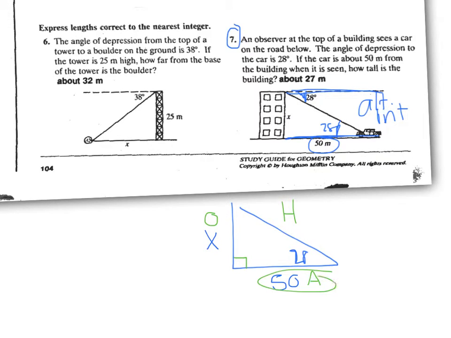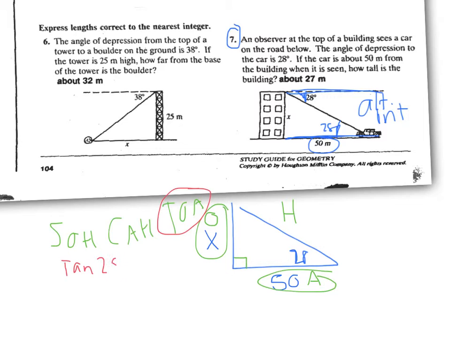So the two that I have are the adjacent and the opposite. Right, SOHCAHTOA. And I'm looking for the opposite, and I have the adjacent. So in this case, I'm going to use the tangent. So I'm going to have the tangent of 28 is going to equal the opposite, which is x, over the adjacent, which is 50. To get x by itself, multiply both sides by 50, and you will get x is equal to about 27.